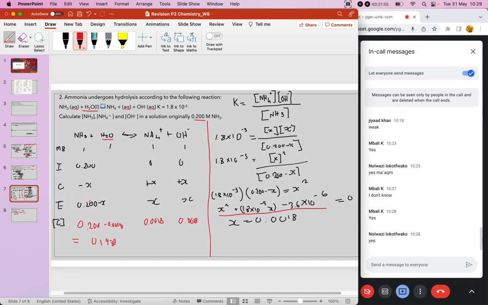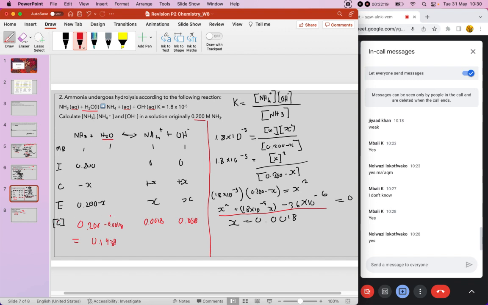So what you're going to do for the equilibrium number of moles, which is this step, you're going to say 0.200 minus x. It will give you the equilibrium number of moles. The same as the product, you're going to say 0 plus x, it will be x. And for OH minus, it will be 0 plus x, it will be x.